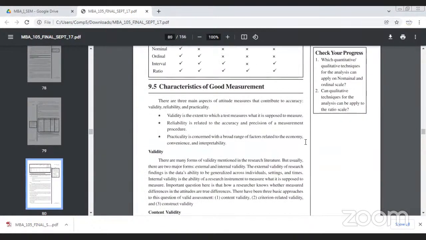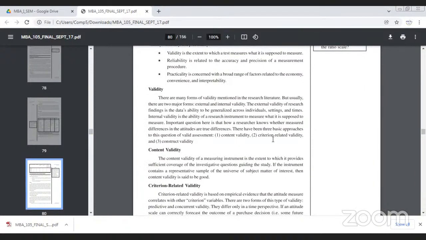Next, characteristics of a good measurement. There are three main aspects of measurement that contribute to accuracy: validity, reliability, and practicality. Validity is the extent to which a test measures what it is supposed to measure. Reliability refers to the accuracy and precision of a measurement procedure. Practicality is concerned with a broad range of factors related to economy, convenience, and interpretability.